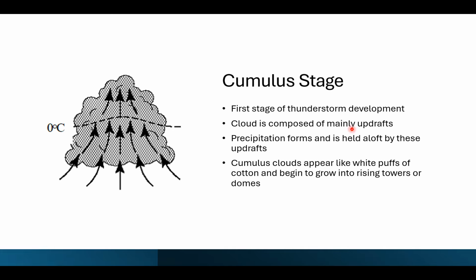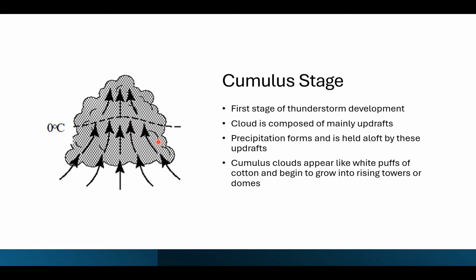The cloud is mainly going to be composed of updrafts. So these dark arrows on this graphic on the left are showing this cumulus cloud that has formed. So this is the cumulus stage. These dark arrows pointed upward indicate updrafts only in this stage. So this is upward vertical motion. This is convective currents. These are updrafts. Precip forms, but it is being held aloft by these updrafts. Now the strength of these updrafts varies, it just depends on what your atmospheric instability is like. The greater the instability, the more unstable the atmosphere, the stronger these updrafts are going to be.